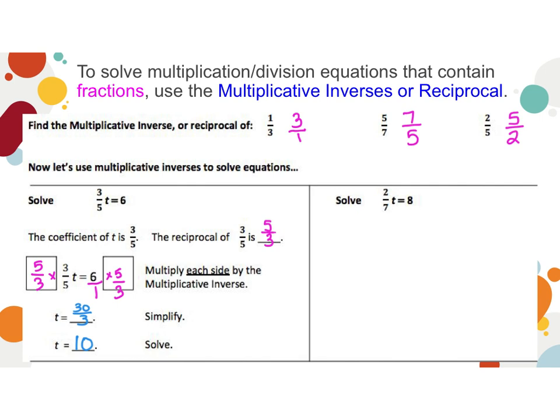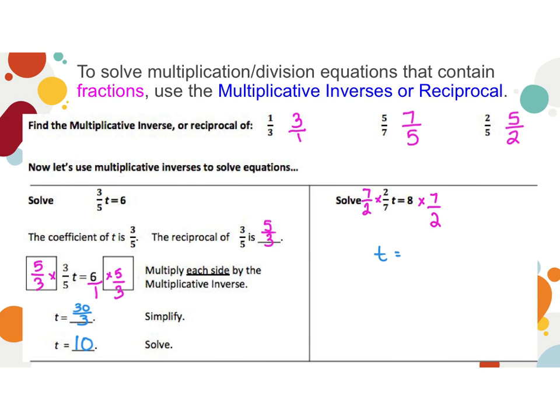On the right, we see the equation 2/7 times t equals 8. So we would want to find the reciprocal of 2/7 and multiply both sides of our equation by the reciprocal. So the reciprocal of 2/7 is 7 over 2. So we'll multiply both sides of our equation by 7 over 2. 7 over 2 times 2/7 on the left cancels each other out, so t is by itself.